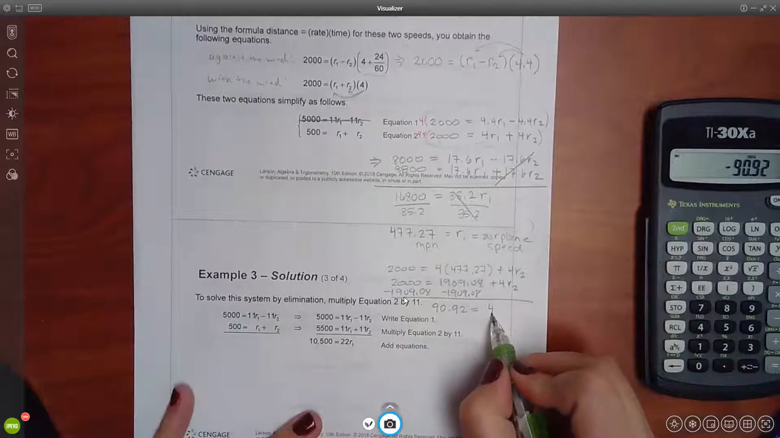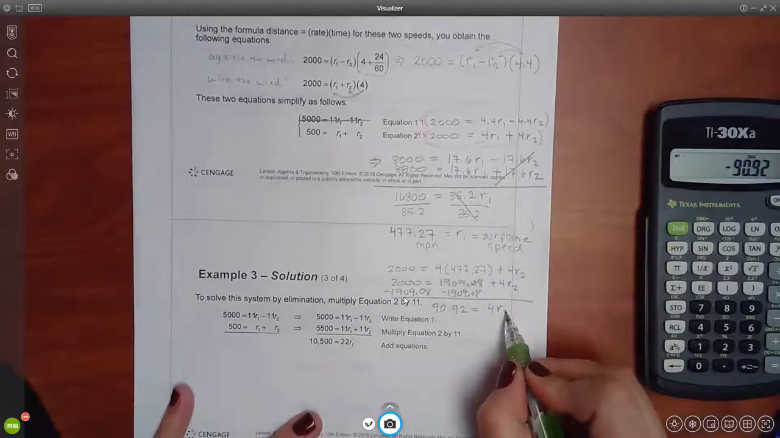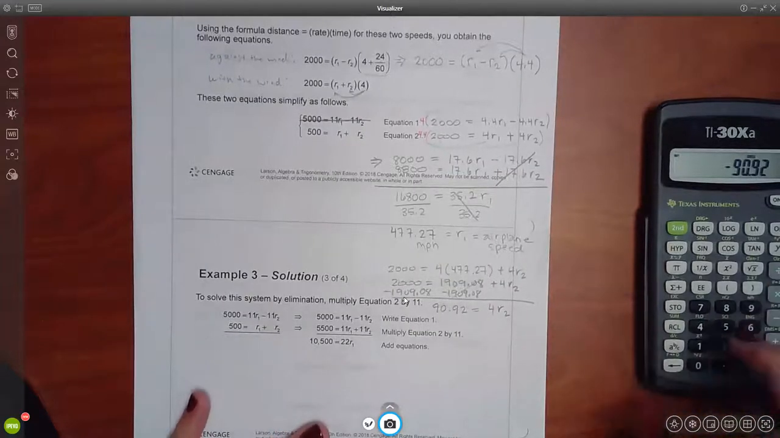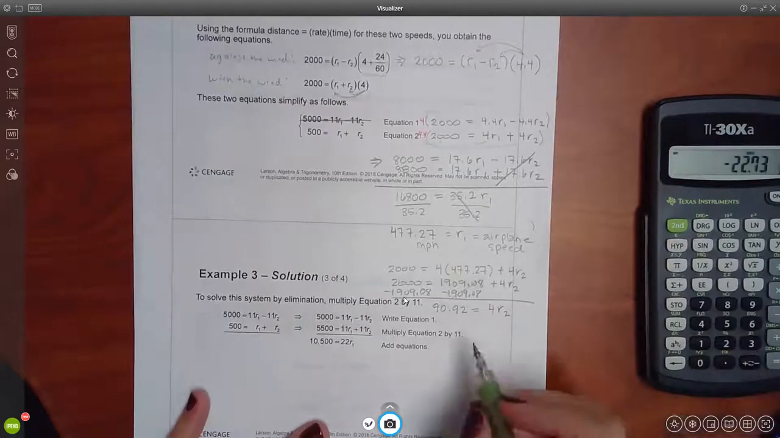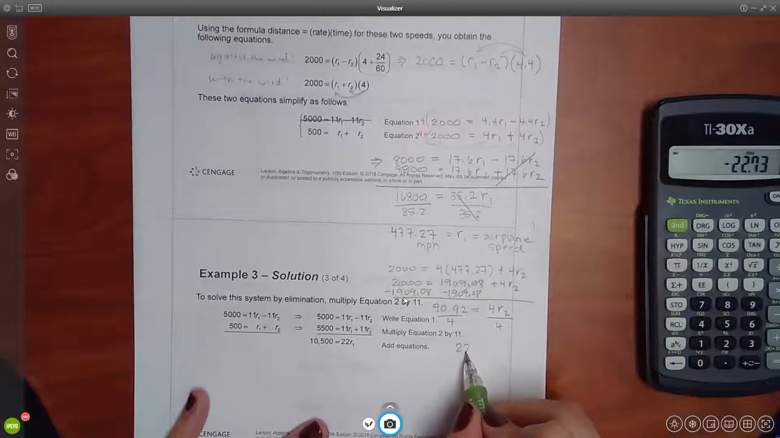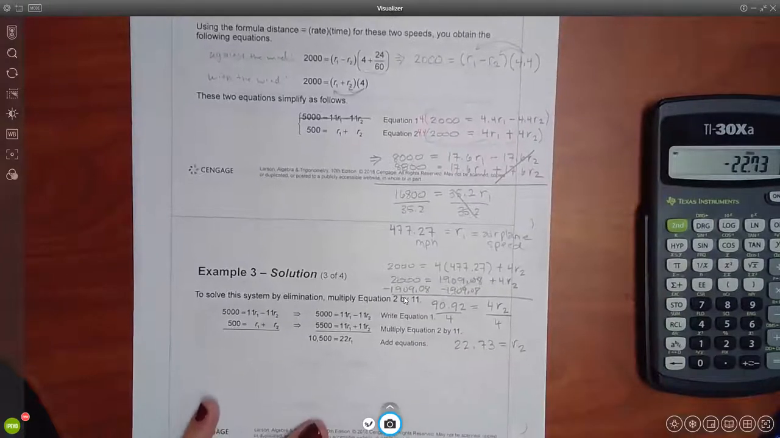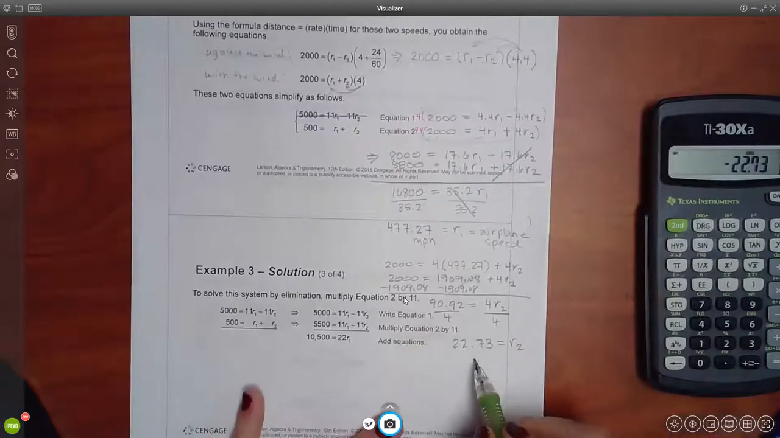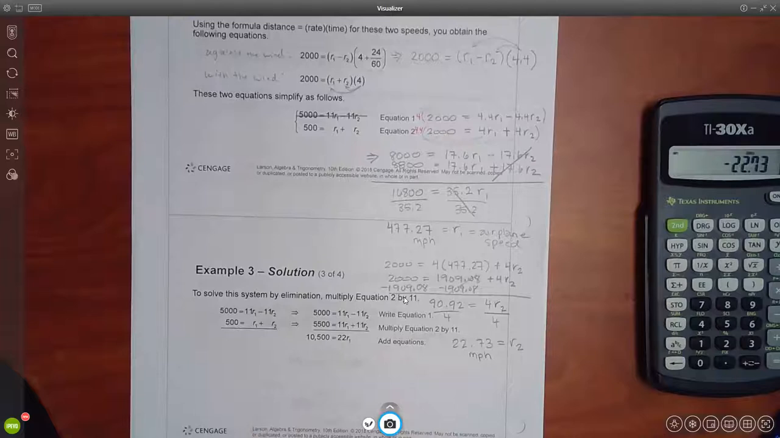Now that goes away. I have 4R2. So the last step, divide by 4. So we get 22.73 equals R2. And that makes sense for the wind, how fast the wind is traveling. My plane is not going to be traveling at 22 miles. It has to go faster than that just to get off the runway, the speedway. Can't even do that.